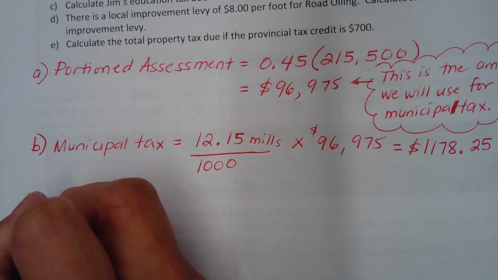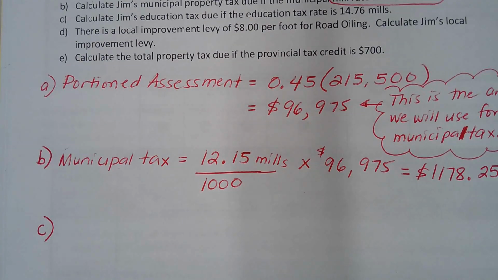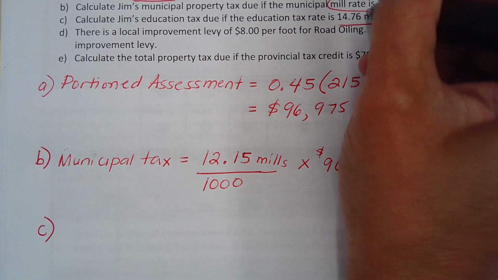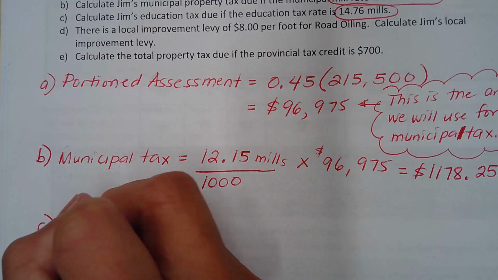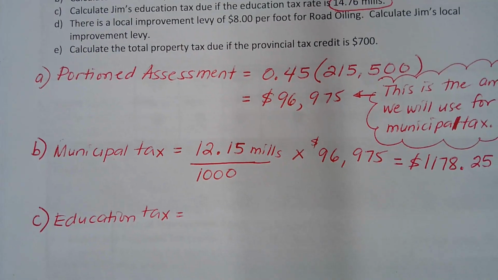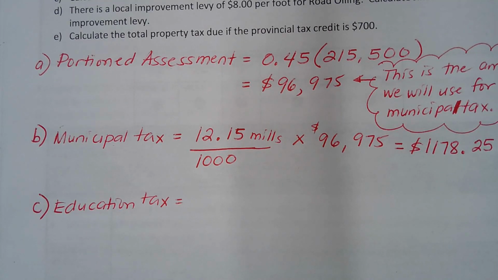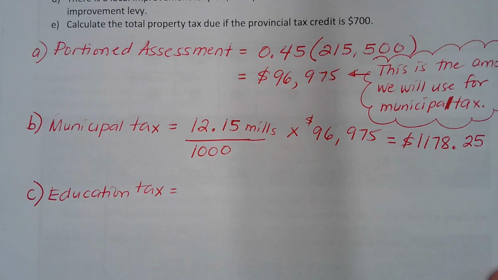Okay, letter C. Calculate the education tax. Well, how can we calculate the education tax? Education tax is 14.76 mils. Most of these questions are most likely 2 marks questions. So one is showing the work, and then one is doing the final answer. And again, make sure the right rounding and unit.